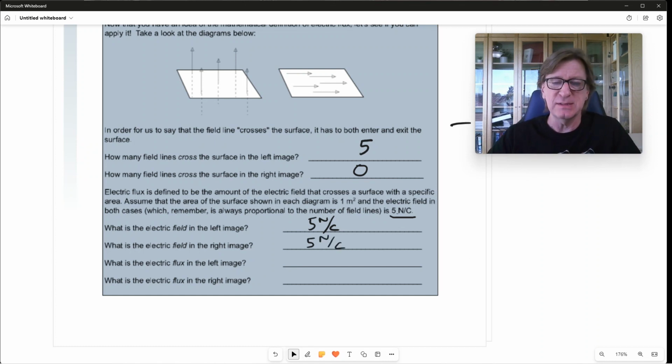Stop and think about that. See if that makes sense to you. The field, which is a vector, has 5 electric field lines going through that surface in both cases. So I have 5 field lines, so I have 5 newtons per coulomb.